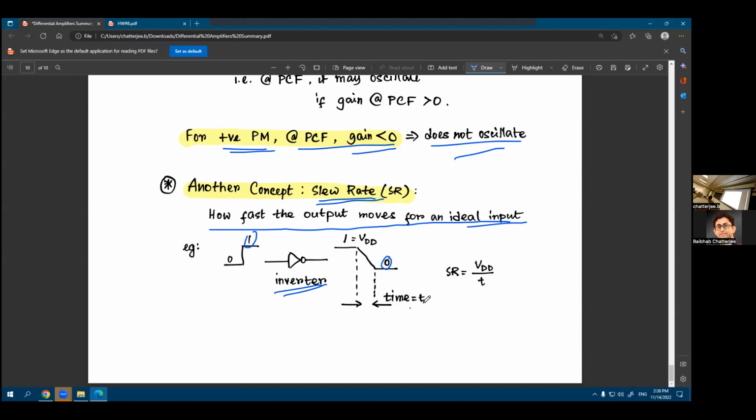Let's say it takes a time t for the output to go from VDD to 0, which means the slew rate is nothing but VDD over t. So the amount of voltage excursion that you need to support, that is VDD to 0, and over how much time you are doing it, over a time of t. So it's just a change in the voltage over a certain period of time. So that's what slew rate means.